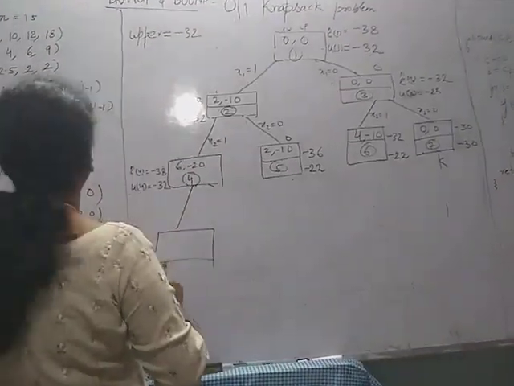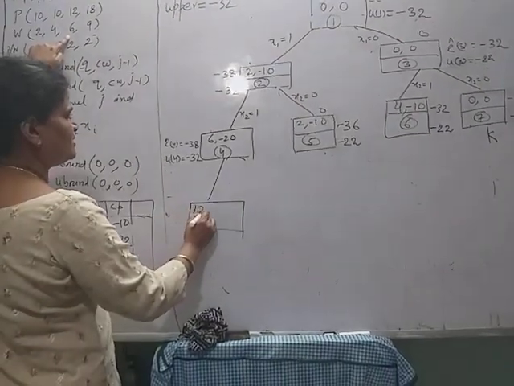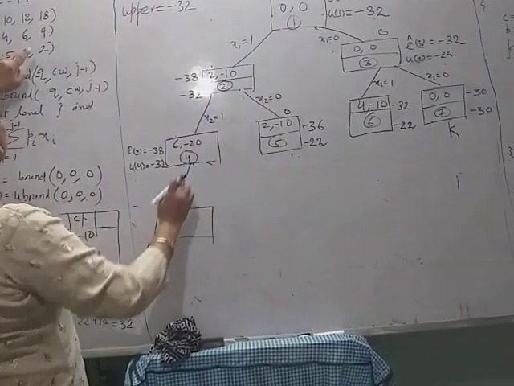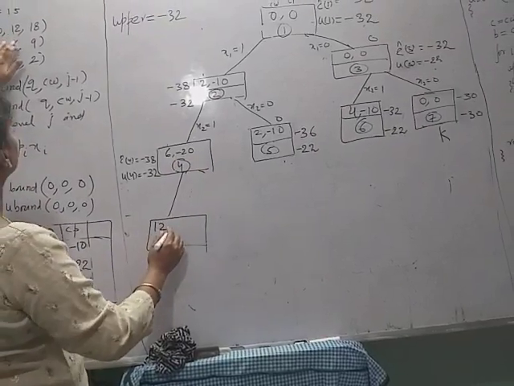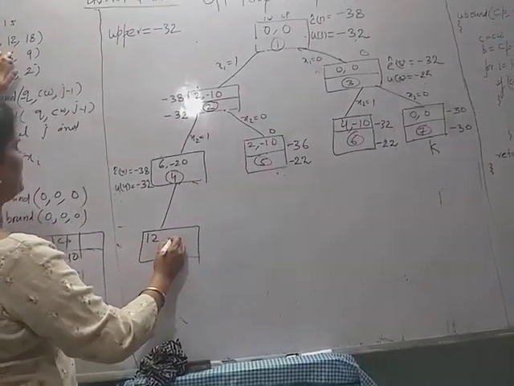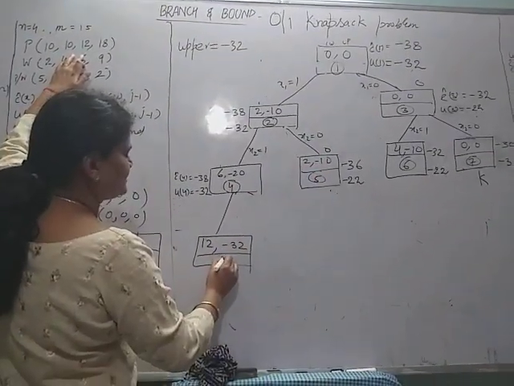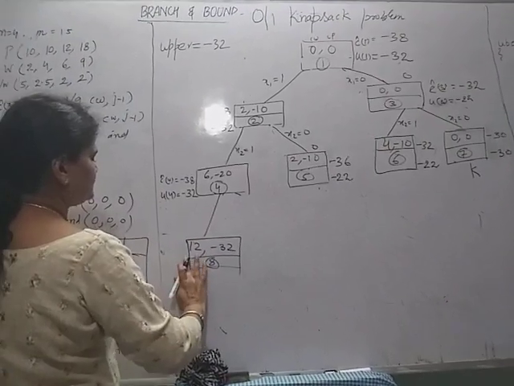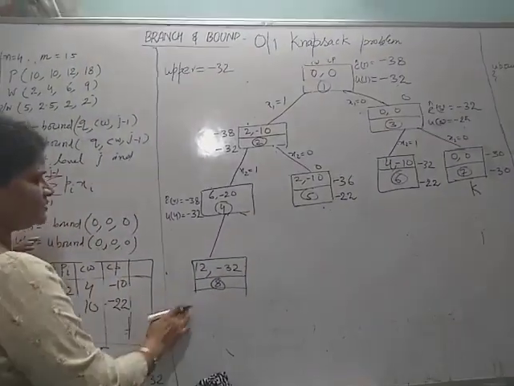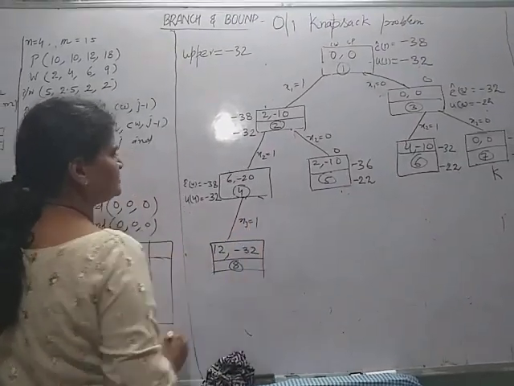Here, the third weight can be added. So 12 minus 20 and 12, that is minus 32, and the node numbers are 4, 5, 6, 7, 8. Okay, and simply the C cap and U. So here, x3 equal to 1.